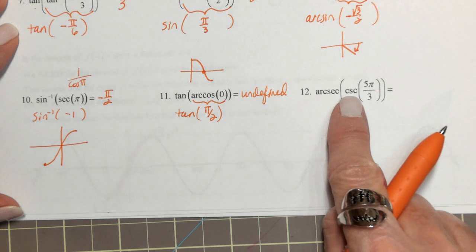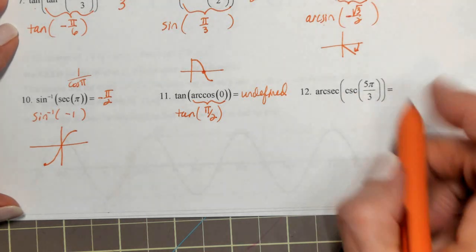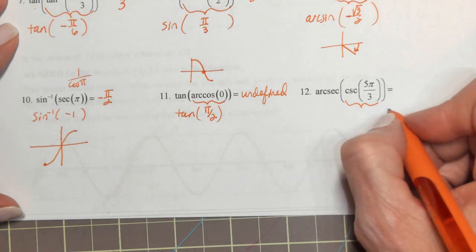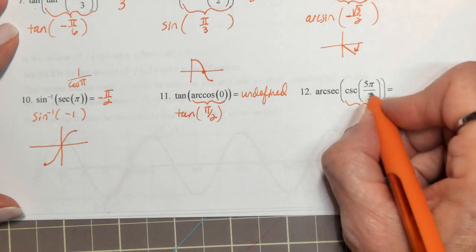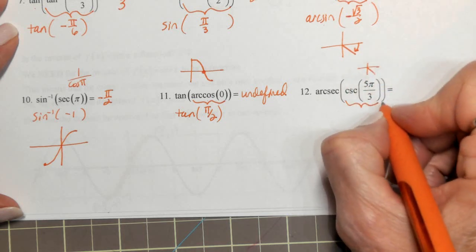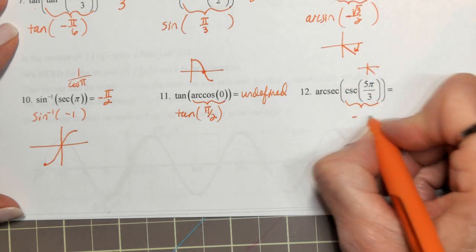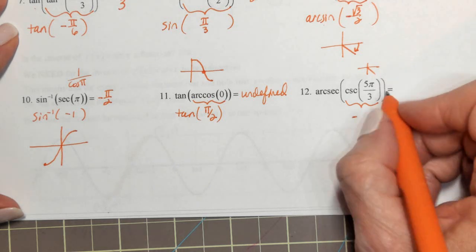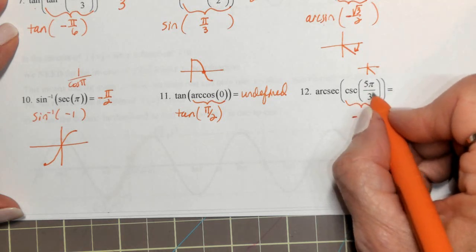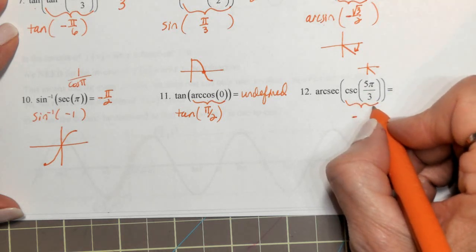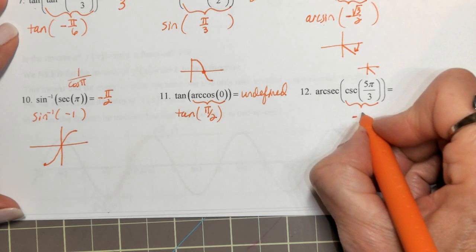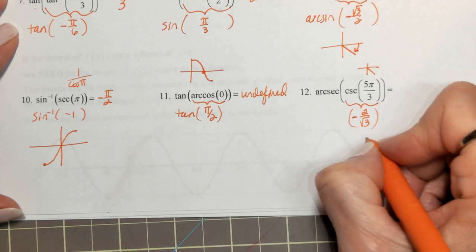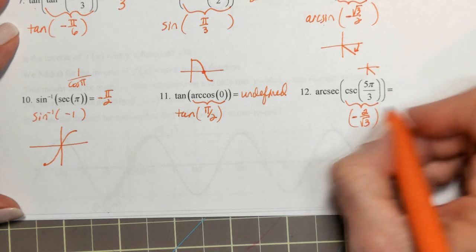Okay. Cosecant of 5 pi over 3. Well, cosecant is 1 over sine of 5 pi over 3. Sine of 5 pi over 3, 5 pi over 3 is down in quadrant 4. Sine is negative, and sine of 5 pi over 3 is negative square root of 3 over 2. So cosecant will be the flip of that, so negative 2 over square root 3, or negative 2 square root 3 over 3.